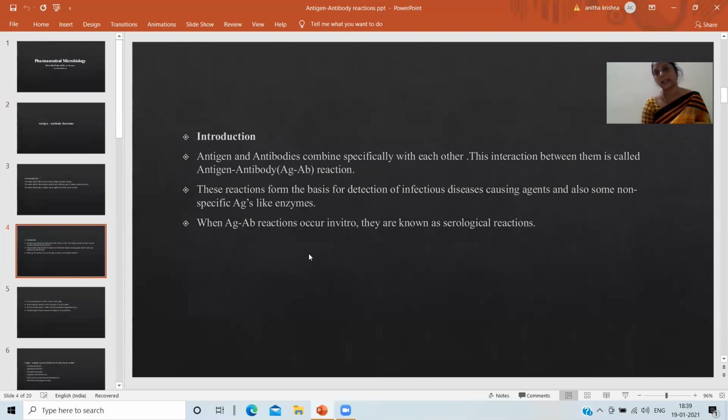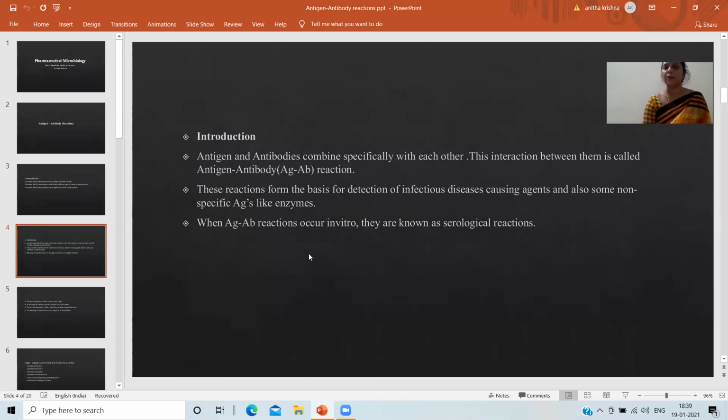And these reactions form the basis to detect various infection causing diseases, some disease causing agents, and at the same time some of the enzymes which are non-specific antigens. In order to detect them, these antigen antibody reactions are used. So what are the applications of these antigen antibody reactions? We'll learn at the end of the topic.